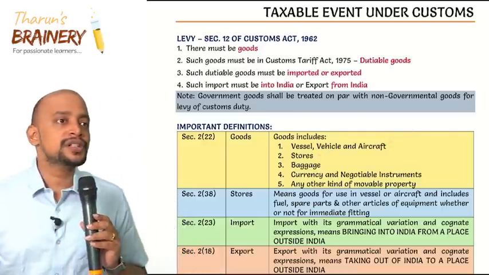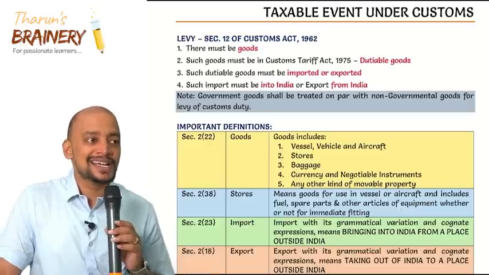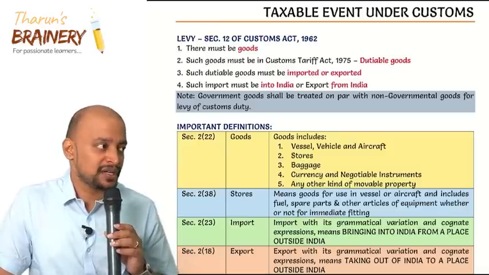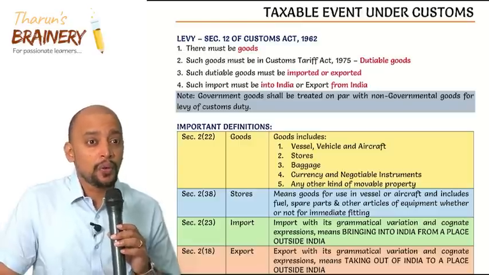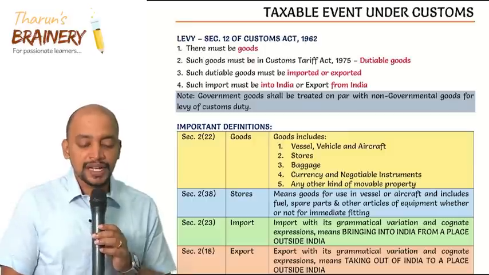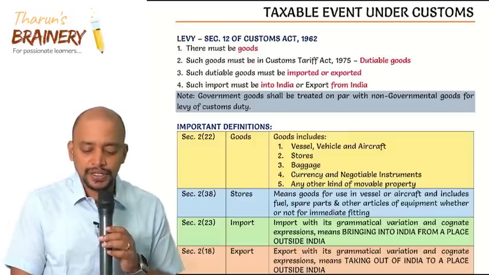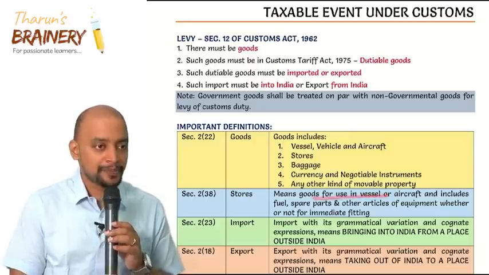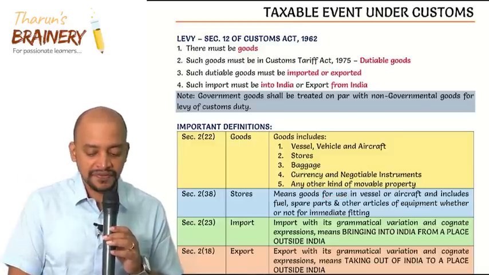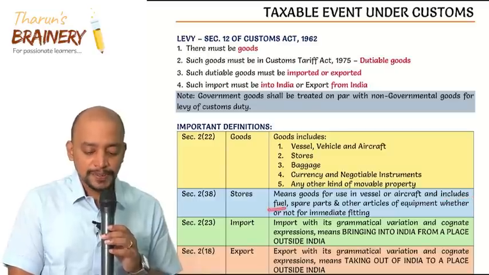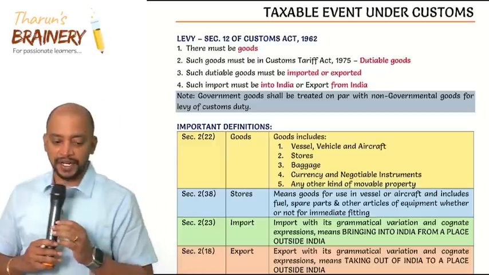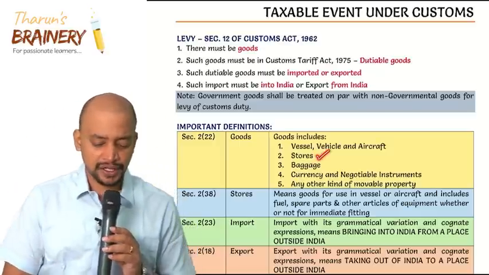Then stores. Stores refers to the goods which are inside the conveyance, that is aircraft or vessel, whether or not for immediate consumption, like spare parts, fuel, water, consumables, food items. All those will be treated as stores. You can see the meaning of stores in the next point. Stores means goods for use in the vessel or aircraft, whether they are using it now or not, and includes fuel, spare parts and other articles of equipment, whether or not for immediate fitting. So stores also will be treated as goods.